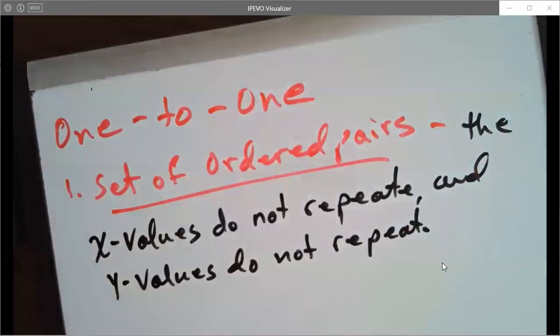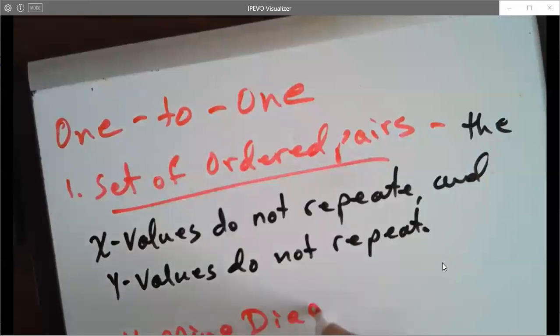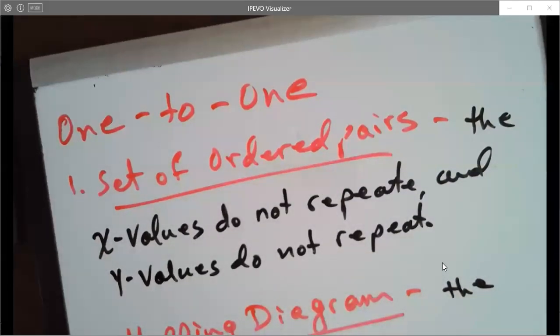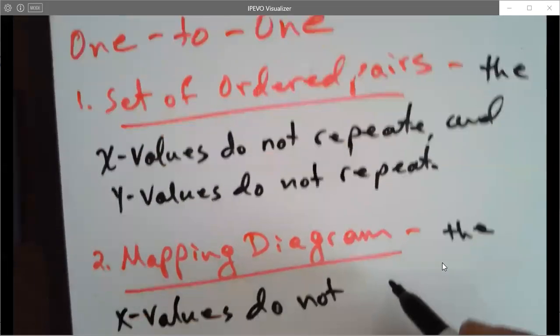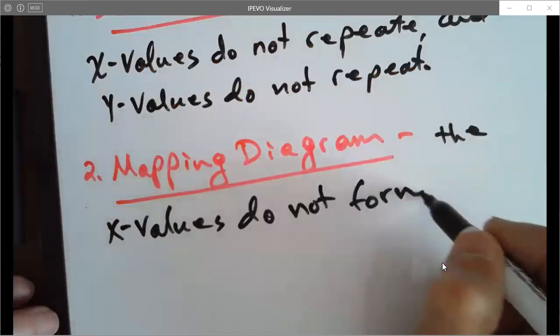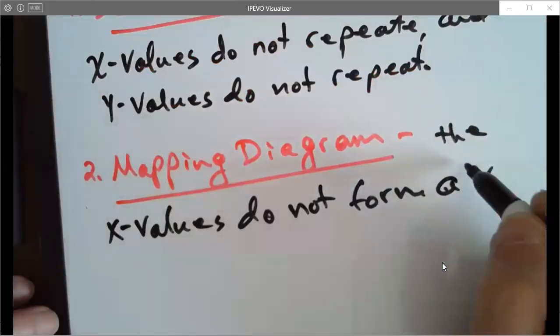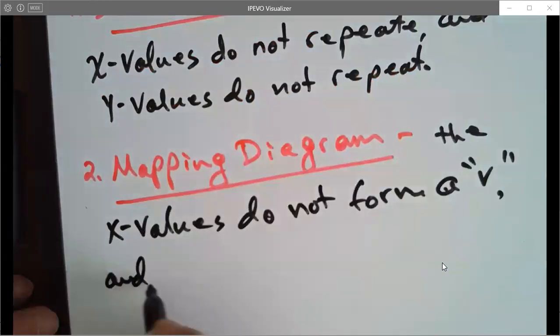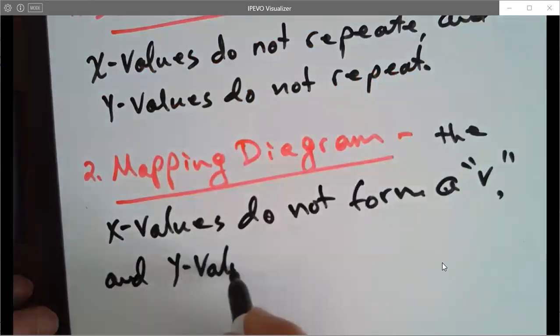Okay, the next thing is a mapping diagram. And we said in a mapping diagram, the x values do not form a V when they're matching up between the x and y values, and the y values do not form a V either.